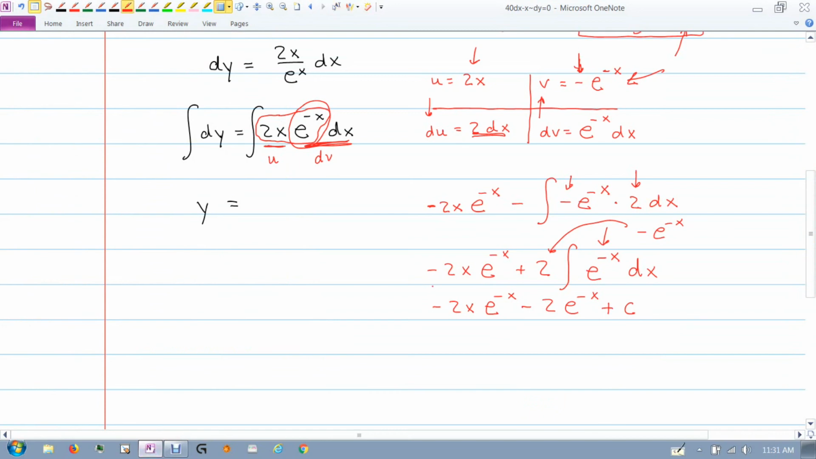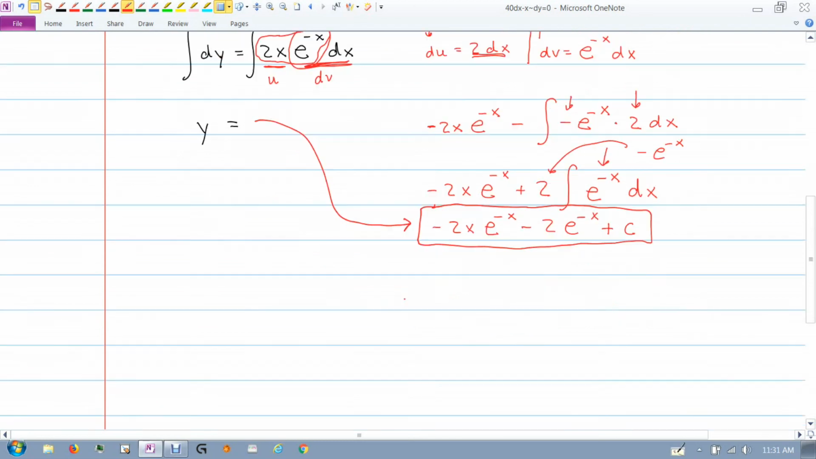Okay, so we have the antiderivative right here. So that's the right-hand side, and that should be what y is equal to. And that is it. We are done with that one. So now moving on to number 7. No, hold on. I was looking at the wrong thing.